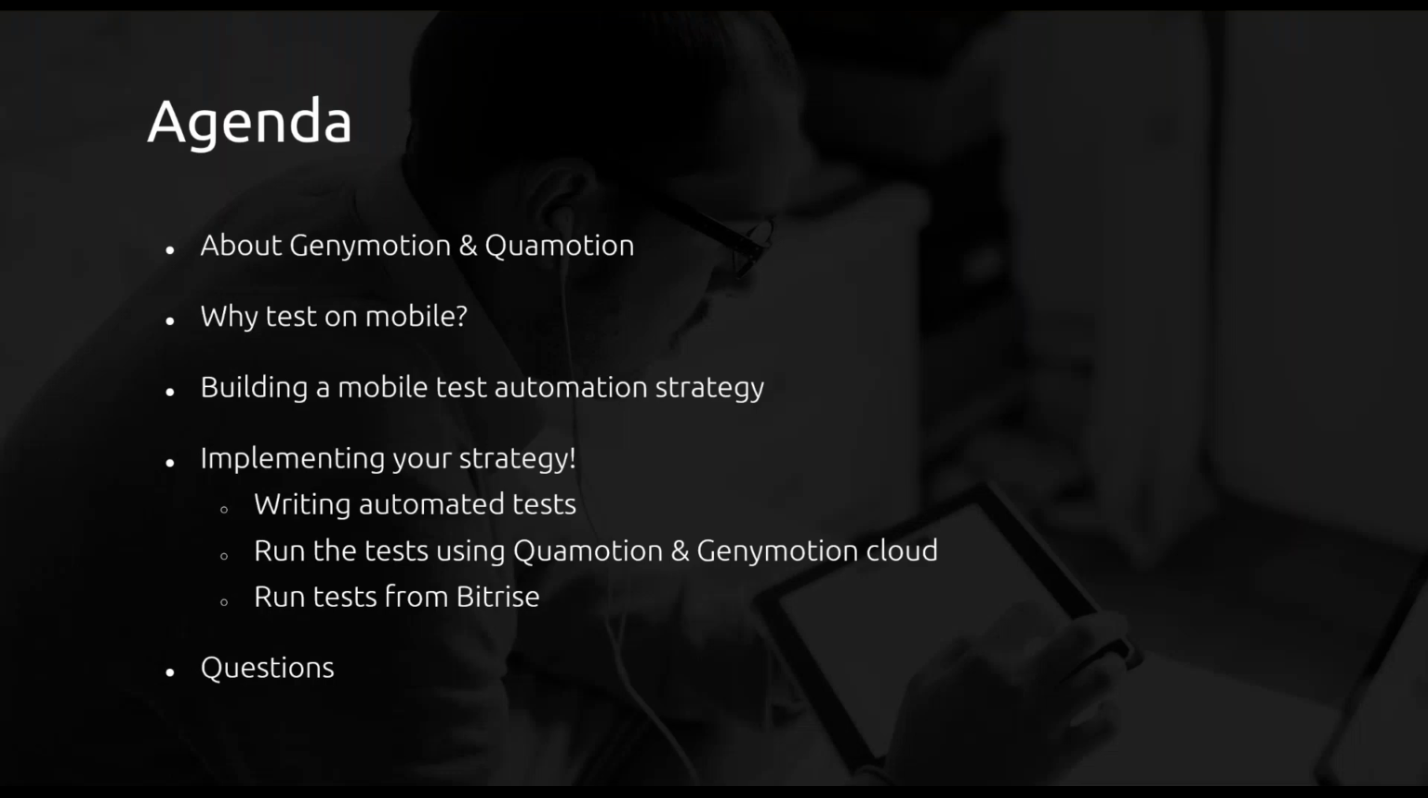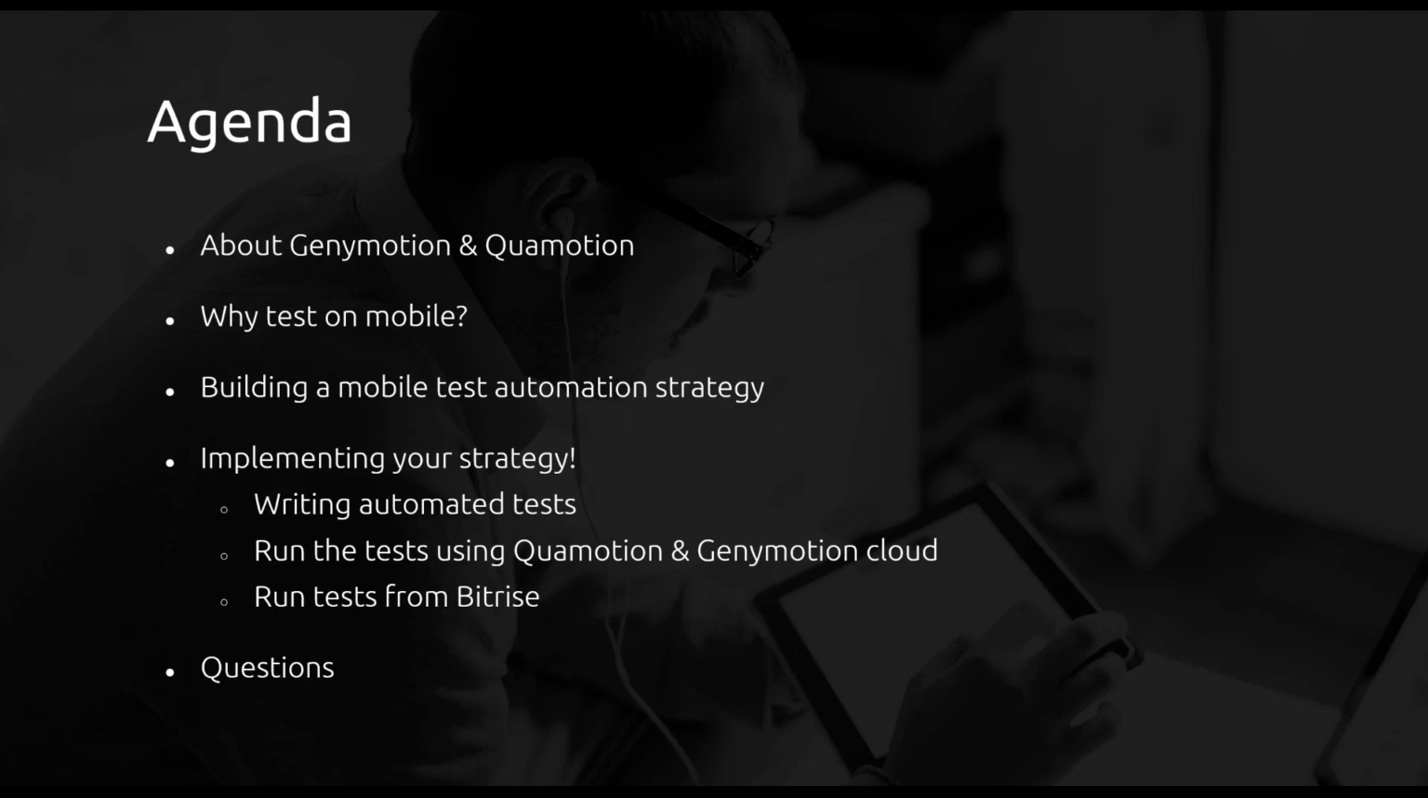So let's start by looking at the agenda first. We've already introduced Genymotion and Quamotion, so we can tick that box. Next in the webinar, we'll first talk a bit about why you want to test on mobile, and why testing on mobile is becoming more and more important. Then we'll talk about how you can go about building and implementing a mobile test automation strategy. We have lots of experience working with customers on different projects related to mobile test automation, so we're very happy that we can share some of that knowledge that we've gained during this webinar.